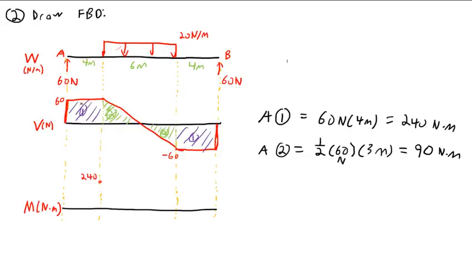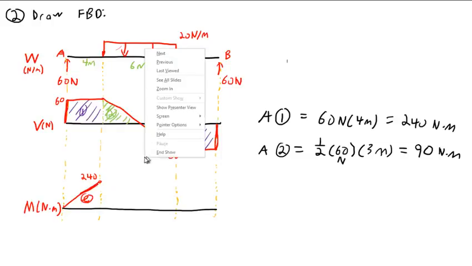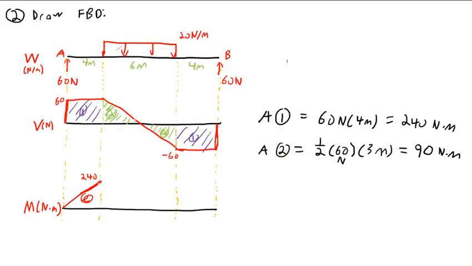And because this is a constant value, this is going to be linear. This is going to be linear. So I'm going to put a little L there just to know it's linear. Then let me go and put another little line here.